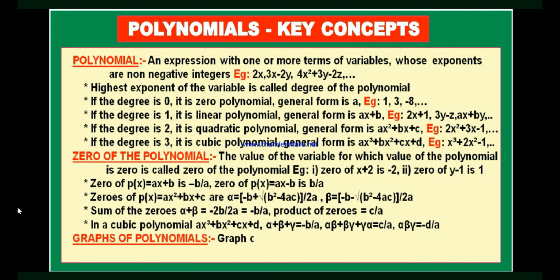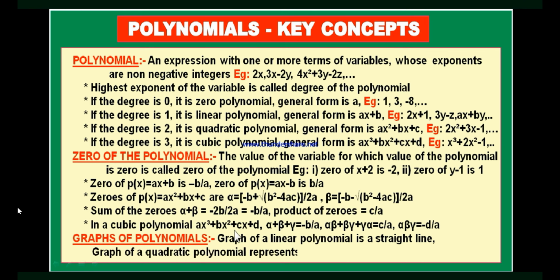Now the graph of a polynomial. Graph of a linear polynomial is a straight line. If we draw a graph of any linear polynomial which is in the form of ax plus b, you will get a straight line. But if you draw the graph of a quadratic polynomial which is in the form of ax square plus bx plus c, then you will get a parabola. Therefore, graph of a quadratic polynomial represents a parabola.